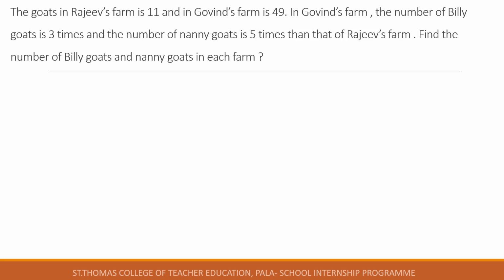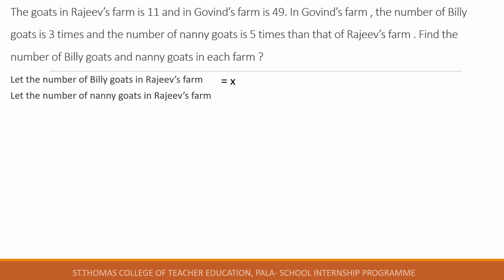So what should we do? Let the number of billy goats in Rajiv's farm be x. And let the number of nanny goats in Rajiv's farm be y. So we are taking the number of two kinds of goats in Rajiv's farm as x and y. Now, what is the total number of goats in Rajiv's farm in terms of x and y? x plus y, and that is 11.